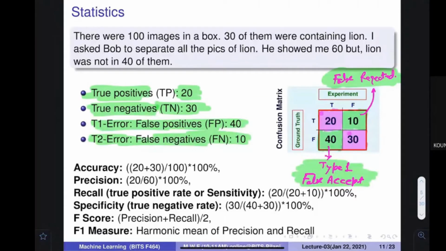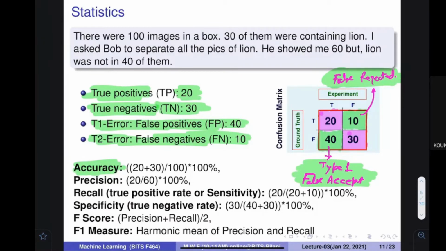Okay, let's try to find out the accuracy of my system. You say that at these two places, 20 and 30, my system is correct. So the accuracy is 20 plus 30 divided by 100, multiplied by 100%, so the value is 50%.